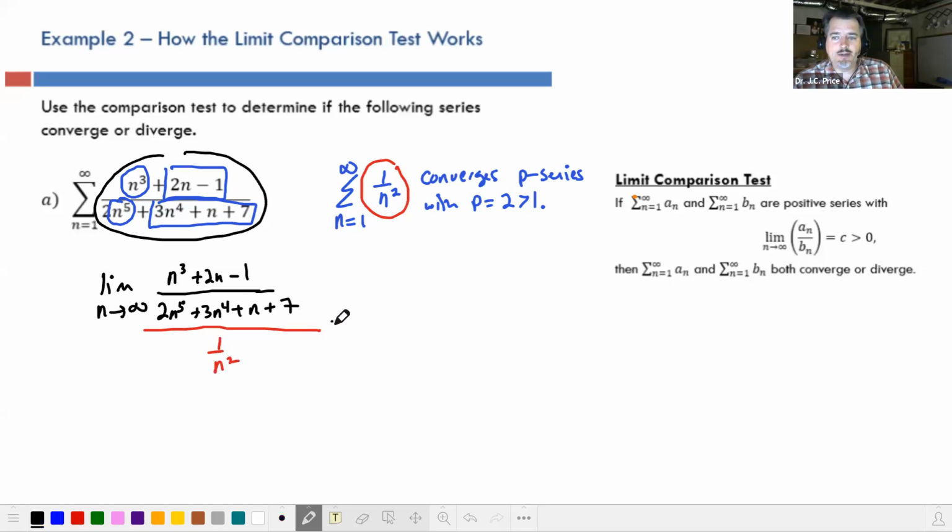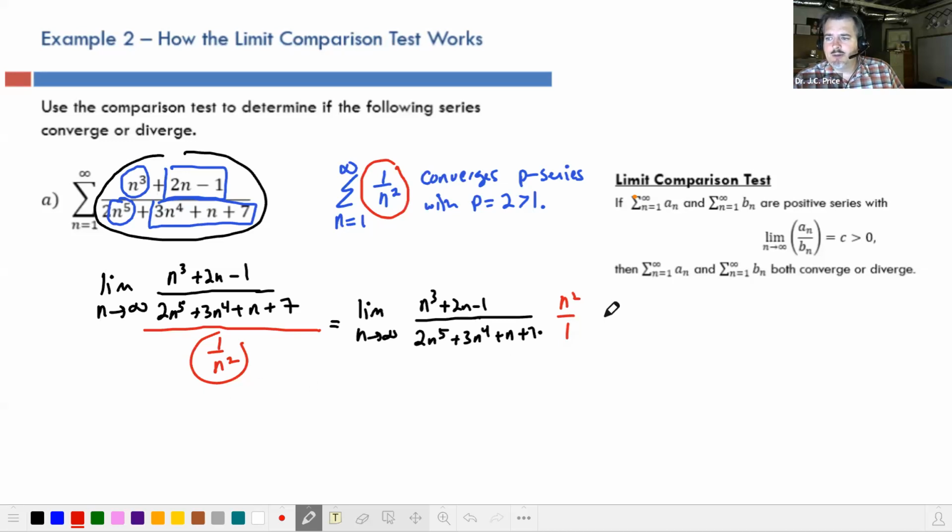And so let's see what happens here. So I'm going to get the limit as n goes to infinity. And on top, I'm just going to copy this down. So n cubed plus 2n minus 1, all divided by this 2n to the 5th plus 3n to the 4th plus n plus 7. And then I just multiply by this reciprocal. So that's n squared over 1.